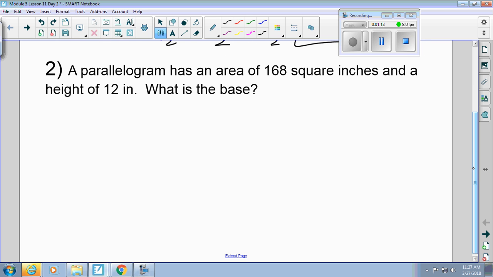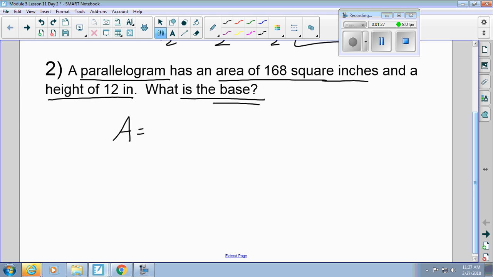Math wizards love this question, or questions like this. It says a parallelogram has an area of 168 square inches, and it has a height of 12 inches. What is the base? So we know the area formula for a parallelogram is what? Michael? Length times width. Now that's for a rectangle, but any parallelogram would be base times height. So, base times height there. So what can we fill in for area here? Cassie, nice and loud. 168.